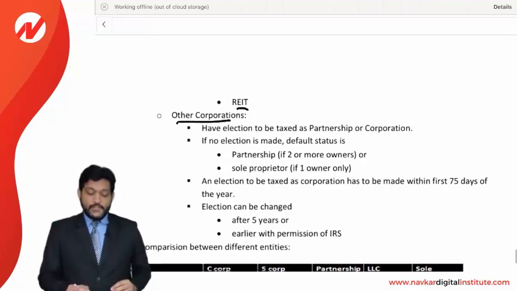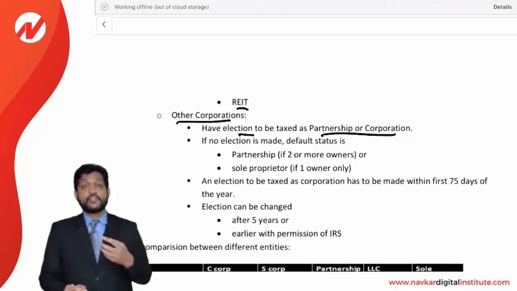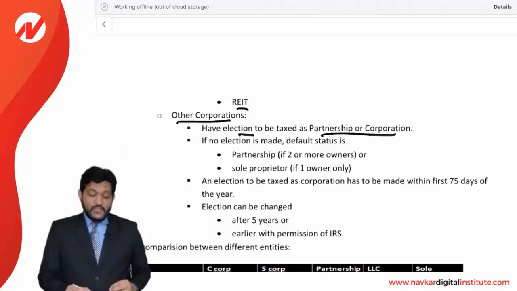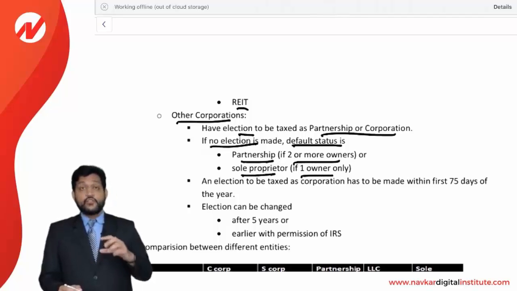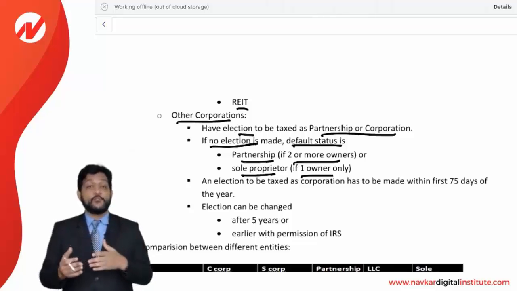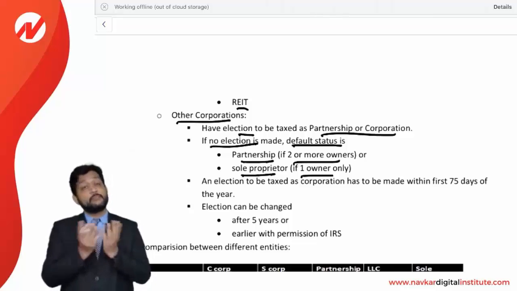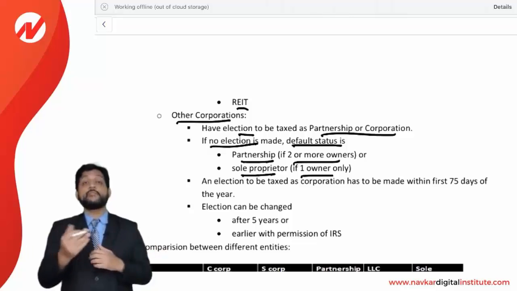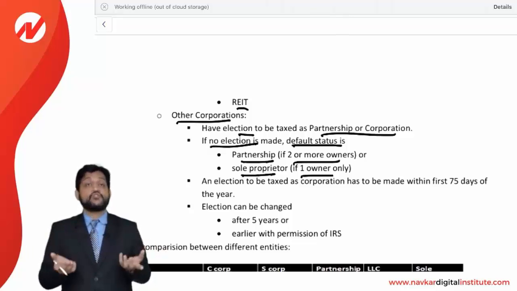Other corporations have an election to be taxed as a partnership or as a corporation. Other than above, the corporation has an option to be taxed either as a partnership or as a corporation. If no election is made, the default status is a partnership when there are two or more owners, or a sole proprietor if there is one owner.